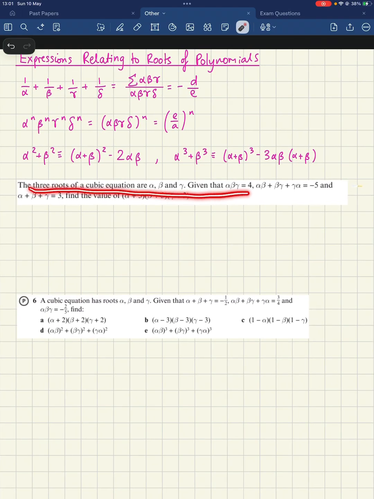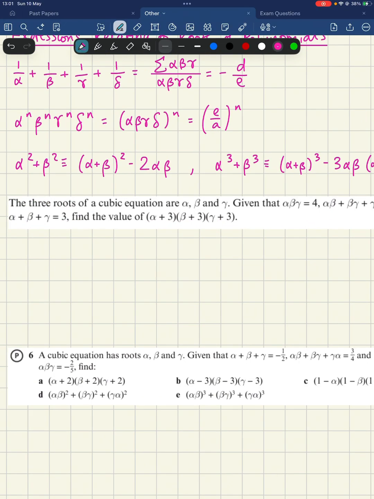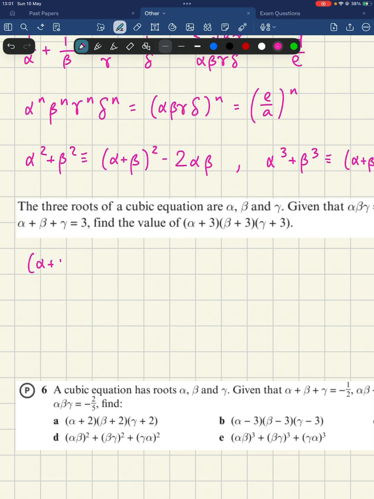Okay, so this first question over here. The 3 roots of a cubic equation are alpha, beta, gamma. The product is equal to 4. The sum of the doubles is equal to negative 5. And the sum of the roots is equal to 3. Find the value of alpha plus 3, beta plus 3, gamma plus 3. Like I said, play around with it and simplify.